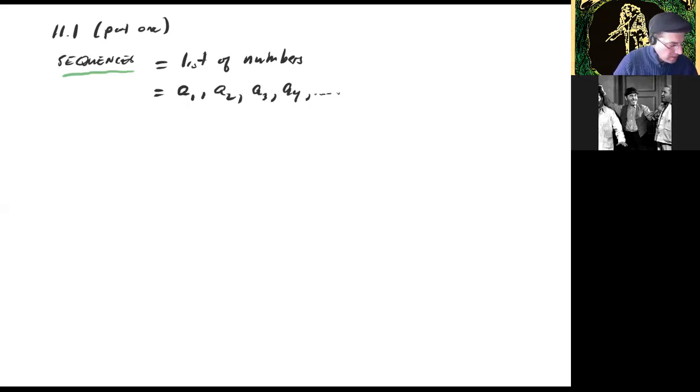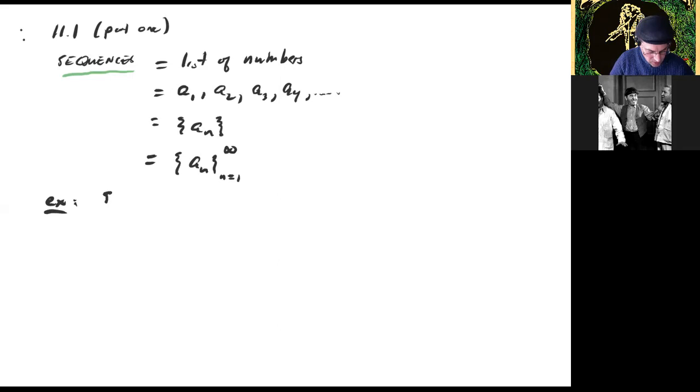It doesn't really matter. And usually we use a compact notation, where the braces indicate the set of all A sub n's. And sometimes we want to emphasize where the index is ranging over, so it will be A sub n, n goes from 1 to infinity. These are all notations for the same thing. So let's talk about some examples.